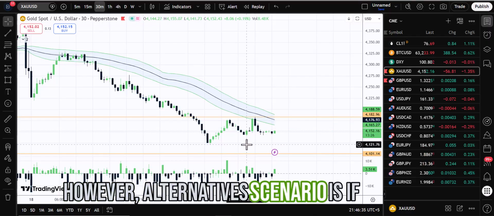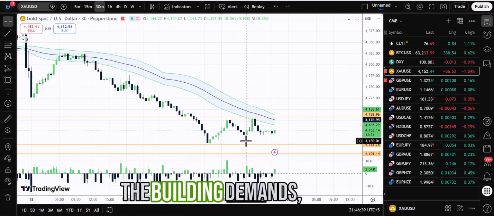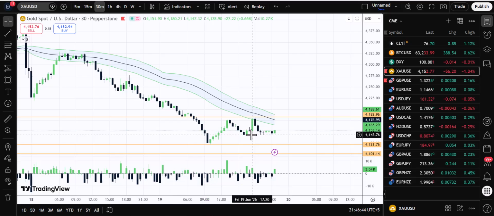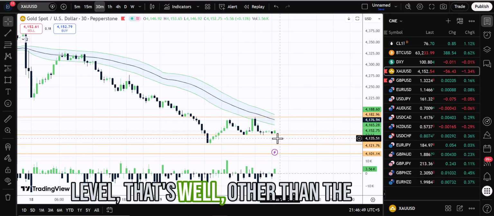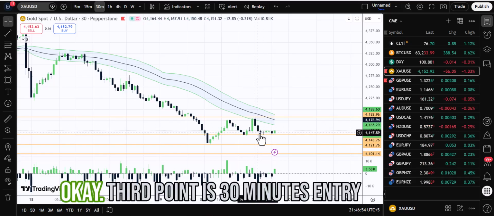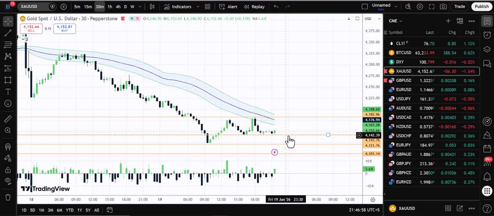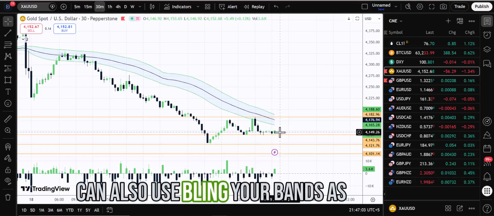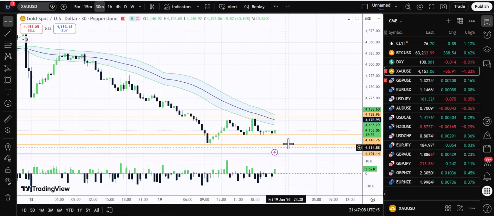However, an alternative scenario is if the price moves upside, like above the Bollinger Bands, which is very far away, here you can enter a long setup. You use the Bollinger Bands as your support and resistance levels as well, other than the confirmation bias. Okay. Third point is 30-minute entry through support and resistance levels, and you can also use Bollinger Bands as support or resistance.